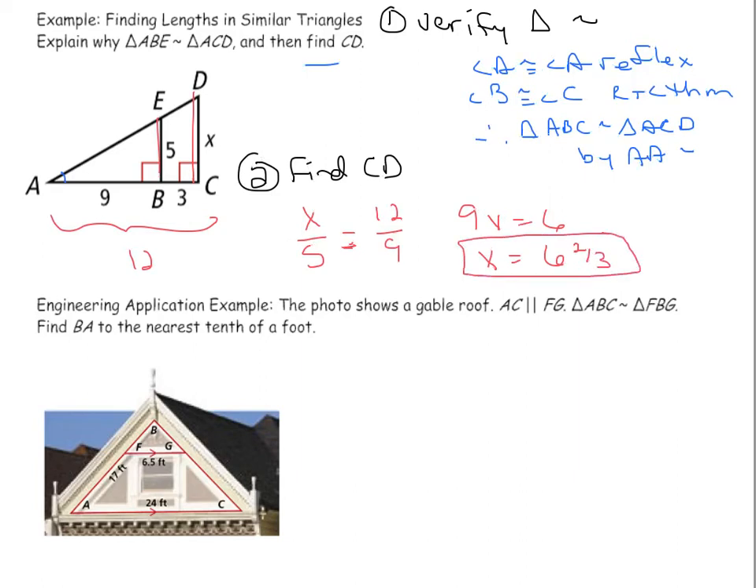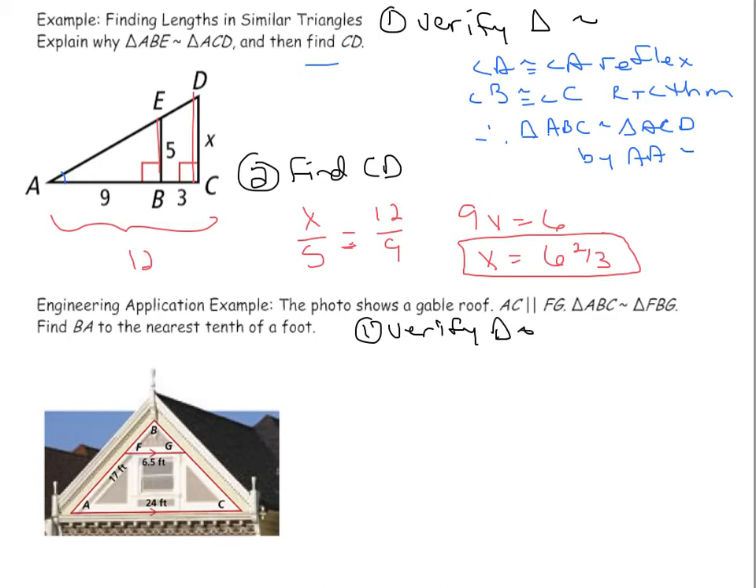The second application actually comes from an engineering problem. It's an engineering application. It says the photo shows the gable roof. So it says that AC right here is parallel to FG. It tells you that these two triangles are similar, so it's the large triangle and then the small triangle up top. Find BA, so I want to find BA, which is the long thing here, to the nearest foot. Okay, remember step number 1.